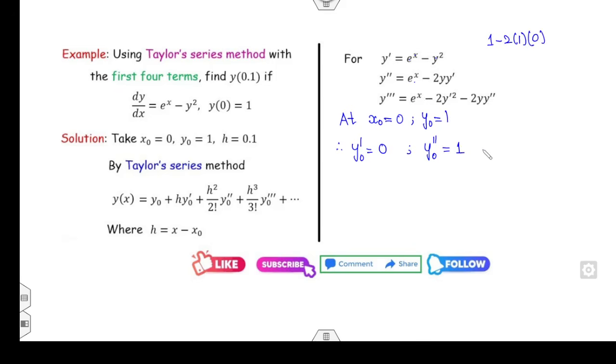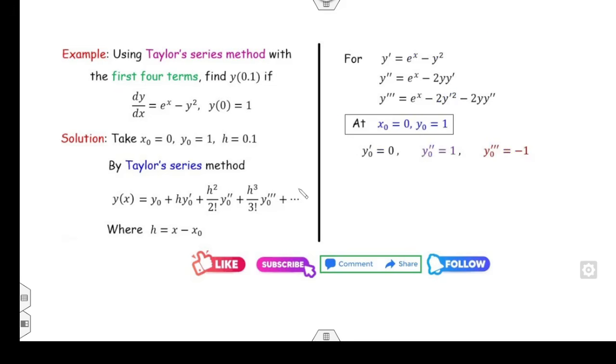Answer is 1. If you calculate the y triple prime, e raised to power 0 is 1, y prime is 0, so that term is 0, minus 2 times y, which is 1, y double prime is again 1, that is minus 2. Answer is minus 1. Now substitute all these values in the given equation.